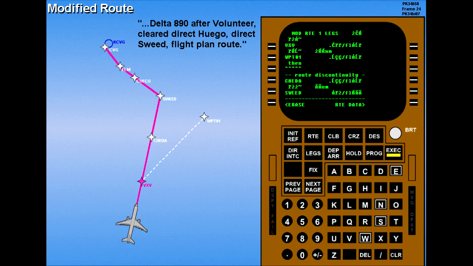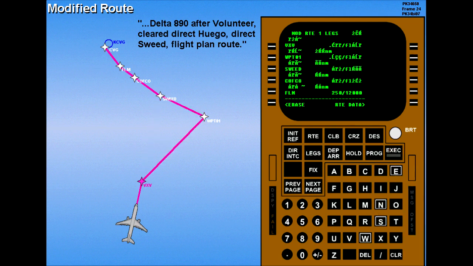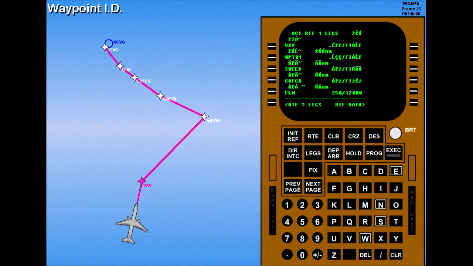With any discontinuity solved and the route verified, the modification may be executed. Notice that the new waypoint becomes waypoint 01, identifying it as the first waypoint created in the database.